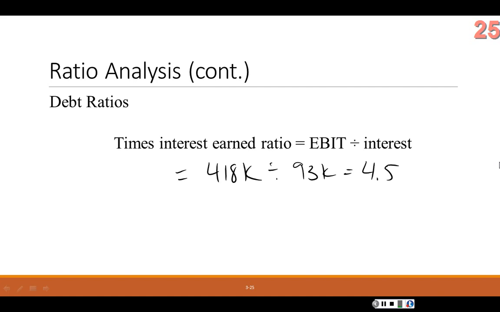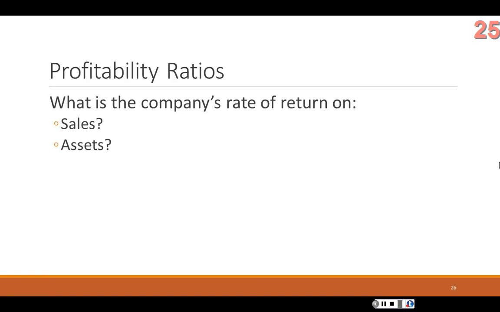So for Bartlett Company, this means that Bartlett Company makes enough to cover its interest expense 4.5 times. So a higher times interest earned ratio is better. It means that a company can afford to pay its interest payments. Profitability ratios measure a company's rate of return on sales or assets or just about anything.